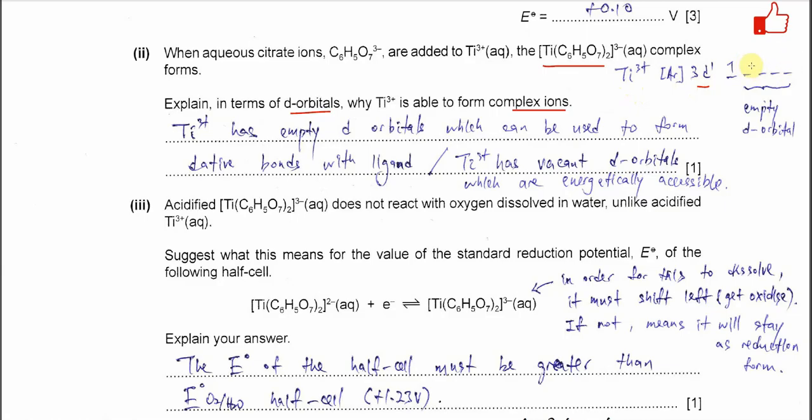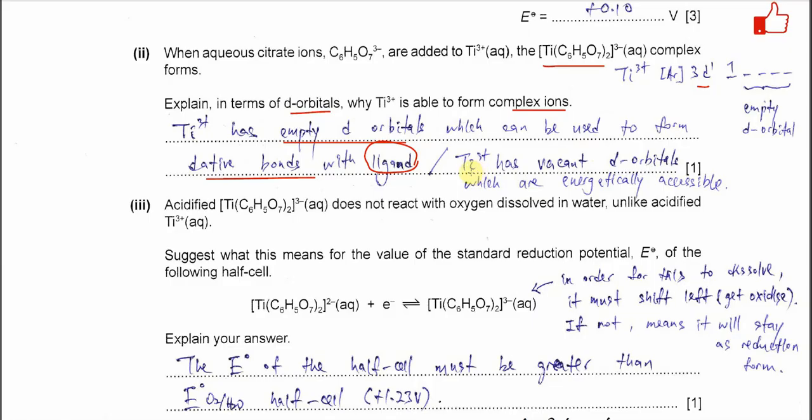So these empty orbitals can form dative bonds with the ligand. It means it can accommodate the electrons, or lone pair, from the ligand. Then it forms bonding. So that's why we say that Ti3+ has empty d orbitals, which can be used to form dative bonds with the ligand. Because the ligand is a lone pair donor, and it can form dative bonds, right? So in order to form a dative bond, there must be a place. So the place is the empty d orbitals.